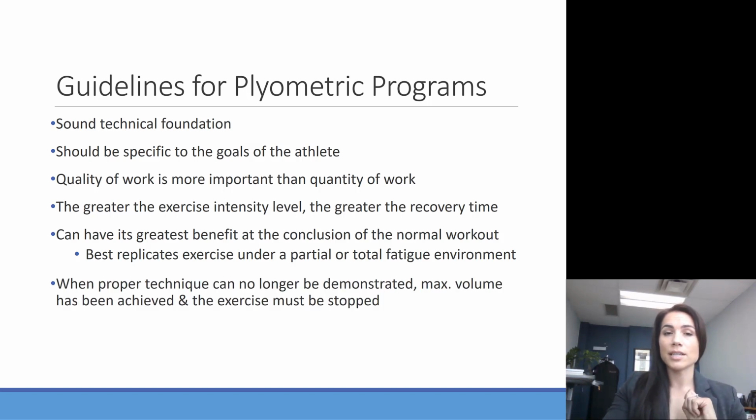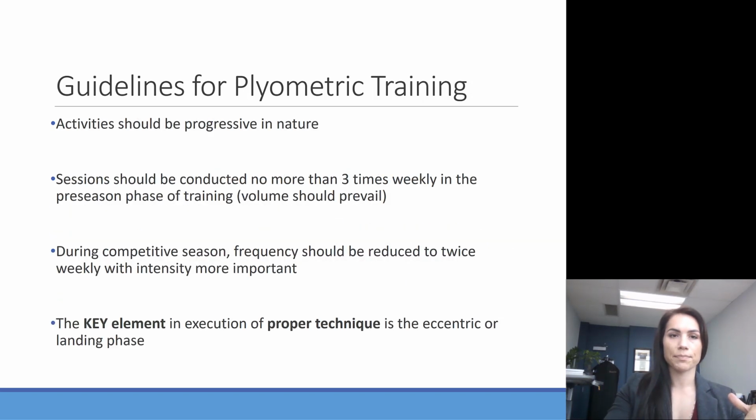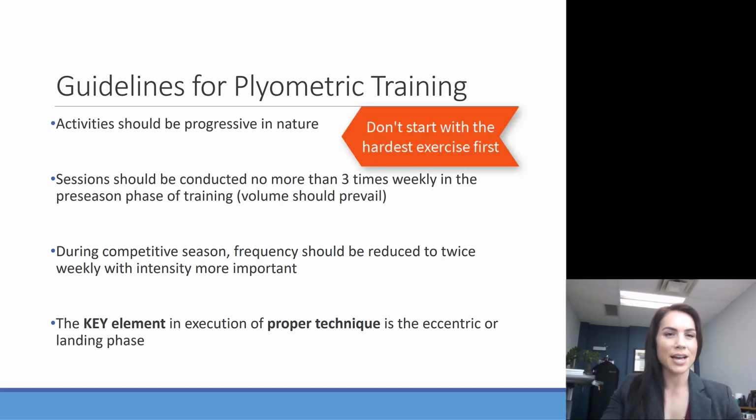When proper technique can no longer be demonstrated, the max volume has been achieved and the exercise must be stopped. So when you start to see your client demonstrate some poor body mechanics, that's when we need to stop the plyometric training. Some other guidelines for plyometric training include that activities need to be progressive in nature. I mentioned that multiple times.